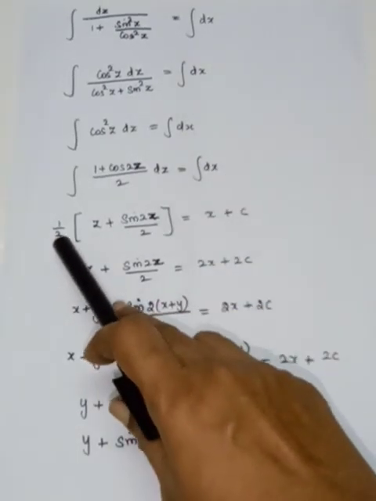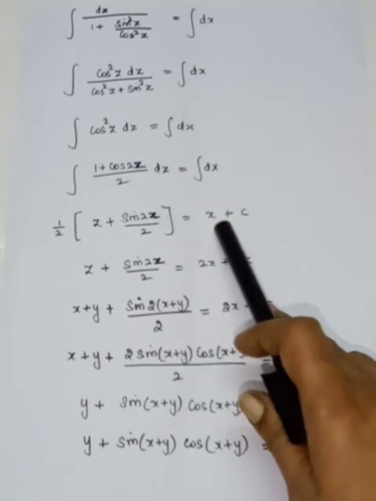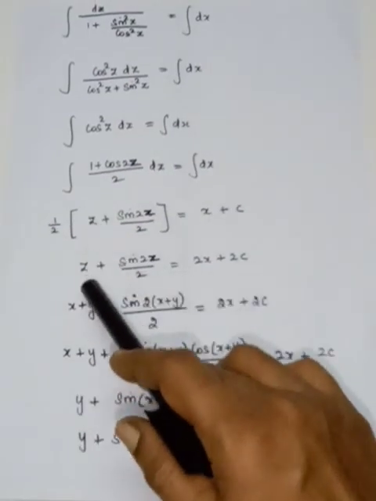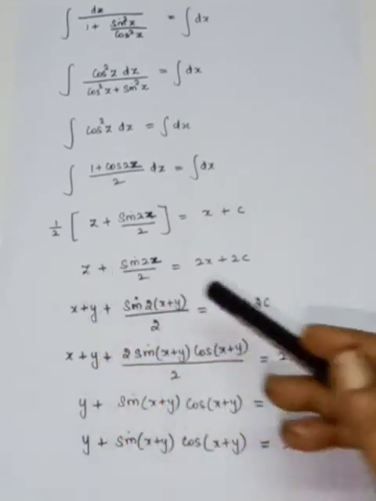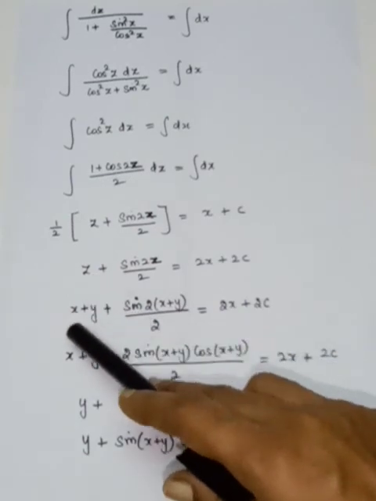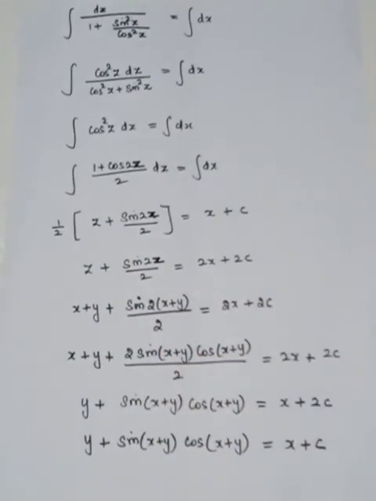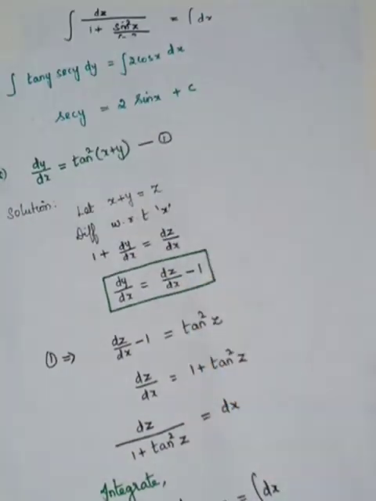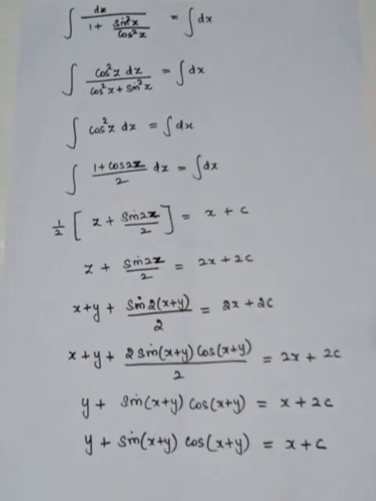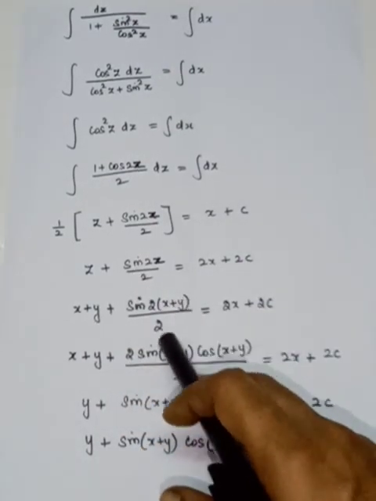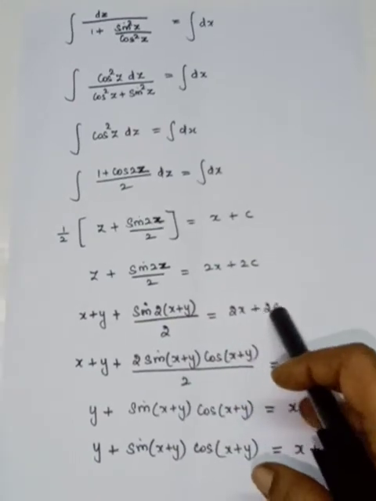This 2, if you take it to the right side, it is 2x plus 2c. Here what remains is this term. We have to write the answer in terms of x and y. So z can be written as x plus y, because we took z at the start as x plus y is equal to z. In the place of z, you have to substitute x plus y plus sin of 2 into x plus y by 2, equal to 2x plus 2c.